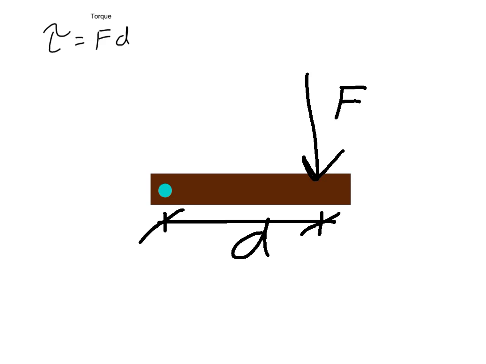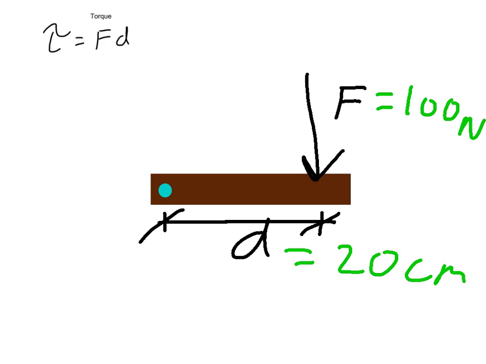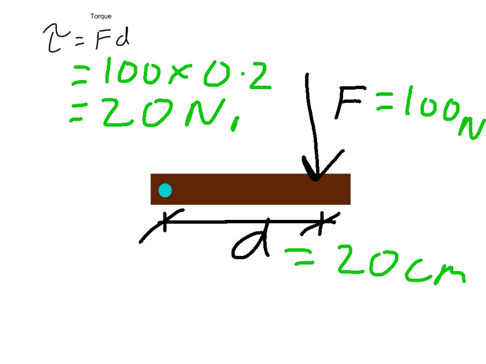So let's just do a real simple example, just so we know what we're doing. We might have a force of 100 newtons, and we may have a distance of, I don't know, let's make it 20 centimeters. The turning effect on that is that torque equals force times distance. So back at the top up here, torque is equal to 100 times the distance, which is going to be 0.2. We want to work in SI units, so 0.2 of a meter is 20 centimeters, which obviously equals 20 newton meters.